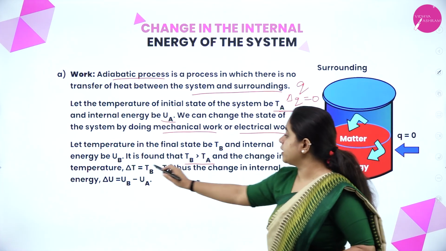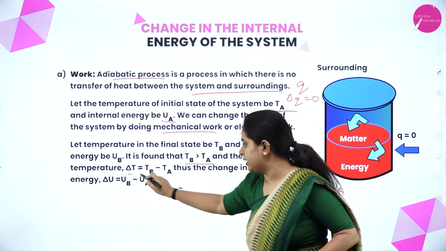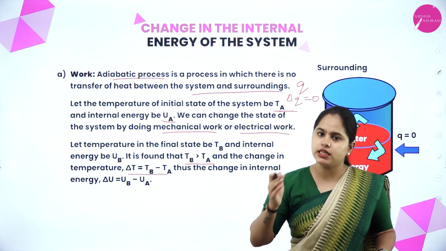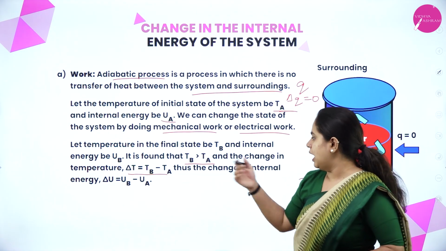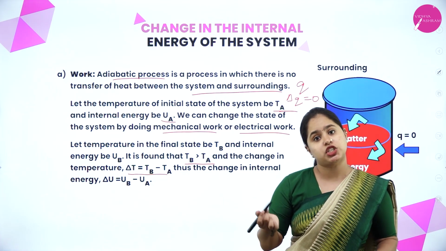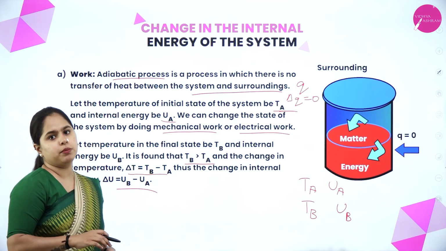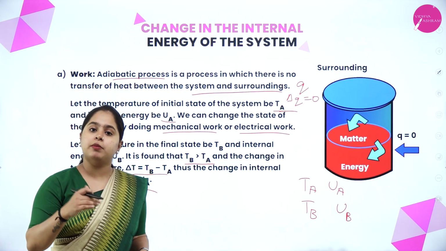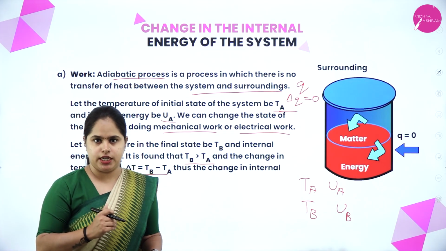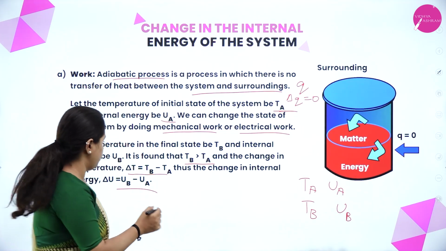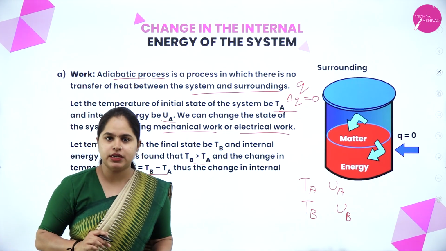Hence, delta T, the change in temperature, will be equal to the final minus the initial temperature, TB minus TA, as TB is greater than TA. And how can you represent the change in internal energy? Delta U is equal to UB minus UA, where UB is the final internal energy and UA is the initial internal energy. If you take the difference, you get the change in internal energy. I hope it is clear.